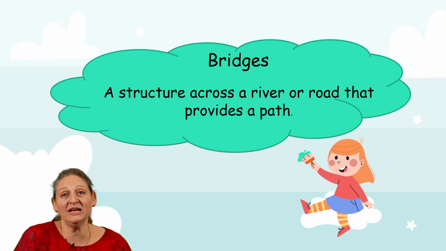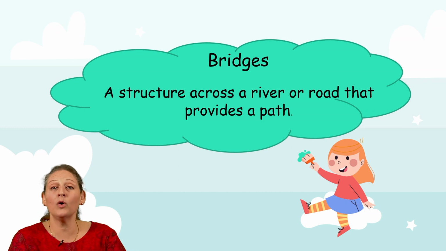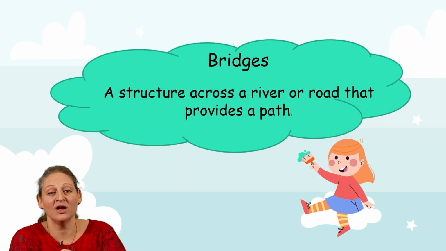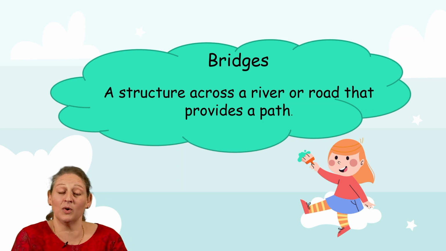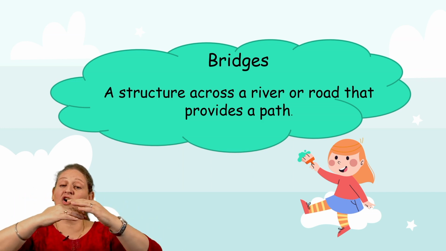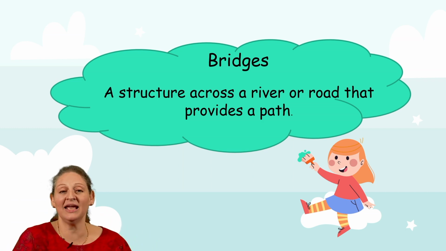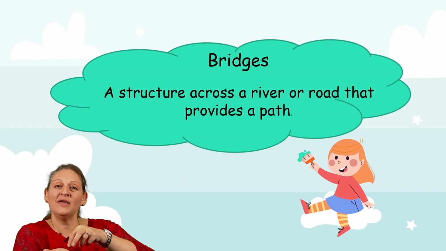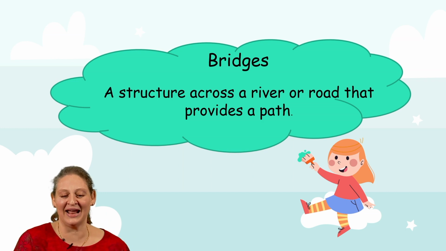See, we use a bridge for a car to go over a river or to go over another road. Or we use it to walk across to avoid the traffic, right? Or to walk across so we can go over the river or the small stream without getting wet. So a bridge is a structure across a river or a road that provides a path. Tell me again. Bridges. Good. A structure across a river or a road that provides a path. Very good. You guys are doing great.